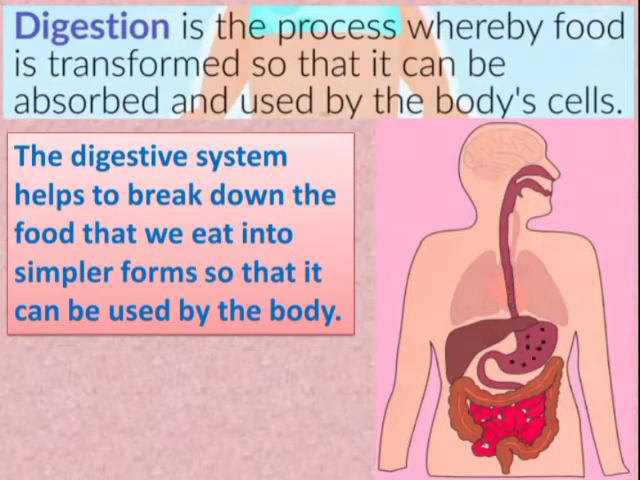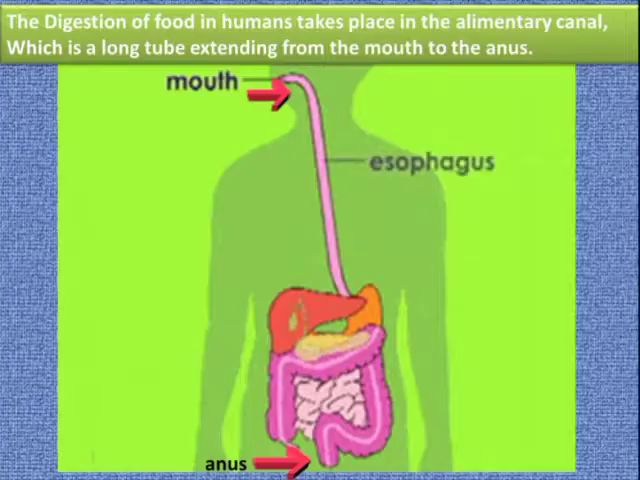Digestion is the process whereby the food is transformed so that it can be absorbed and used by the body's cells. The digestive system helps to break down the food that we eat into simpler forms so that it can be used by the body. The human digestive system consists of two parts, the digestive tract and the organs of digestion. Without organs, the digestive tract is just a tube, and probably the same stuff will come out that you put in, without the action of enzymes from these organs.